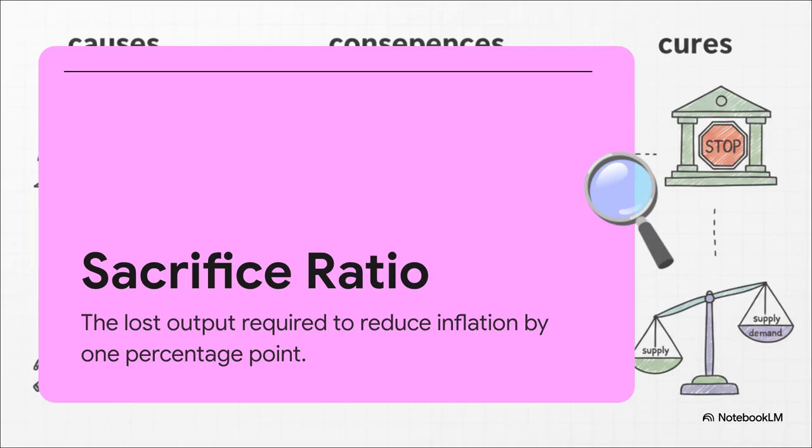So, here is the harsh reality. The cure is almost always painful. To wring inflation out of the system, society has to endure what economists call the sacrifice ratio. This metric represents the lost output, literally the percentage of a year's real GDP that just vanishes in order to reduce inflation by a single percentage point. We are talking about lost revenue, closed businesses, and lost jobs. It is the very sobering price tag of achieving price stability.